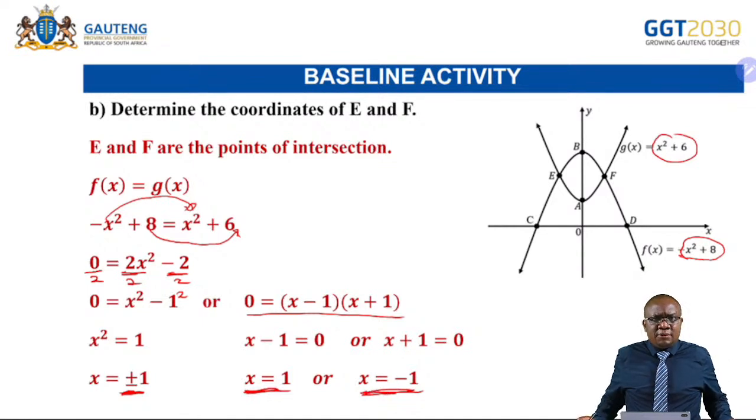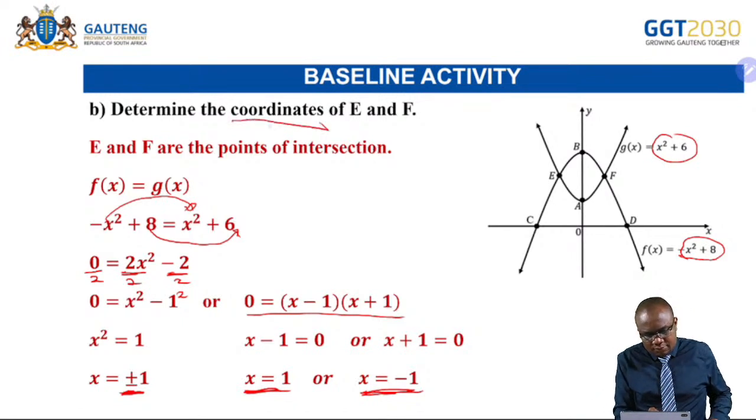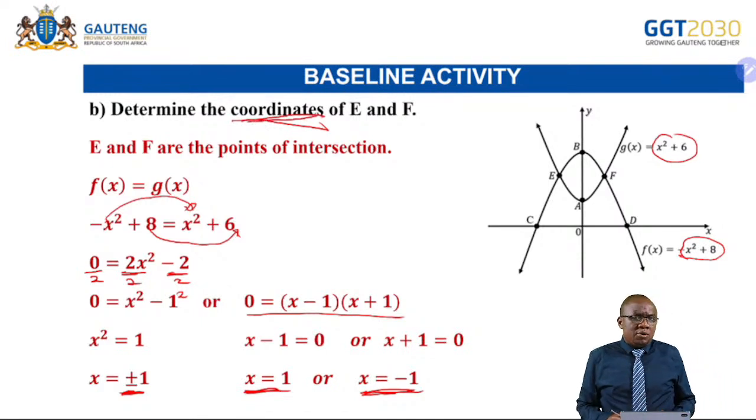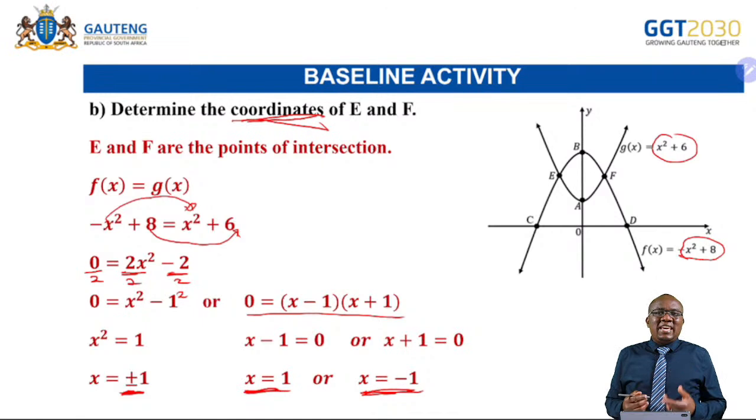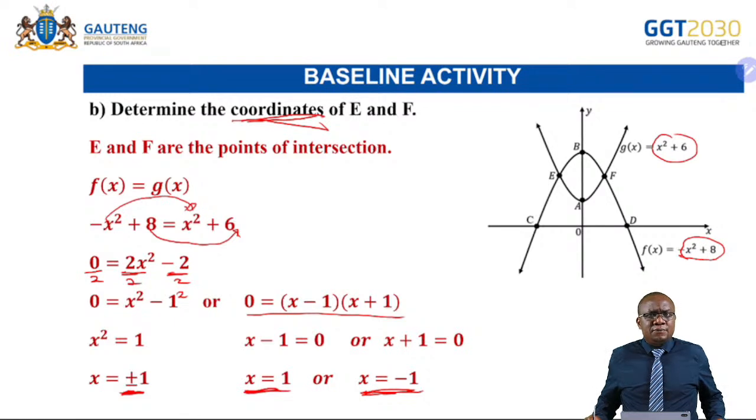Let's look at the question. What does the question say? Determine the coordinates. You see that? It doesn't say the x coordinates. The coordinates, we want the x and y. So what are we supposed to do to get the y coordinates? Remember, you can give the answers there in the classroom. What do you think we may have to do?